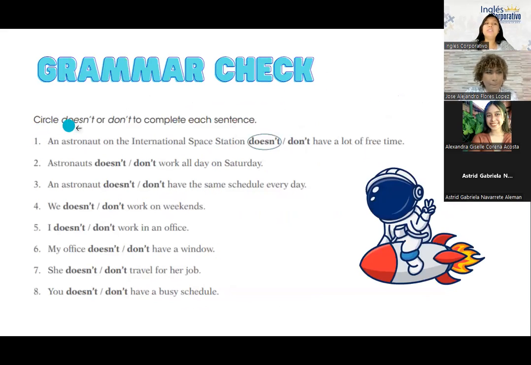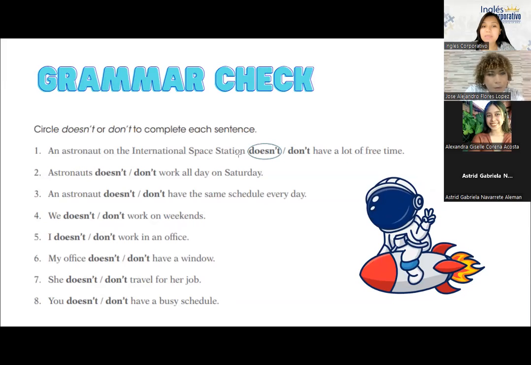What is the meaning of highlighted? Resaltadas, right? Now, circle doesn't or don't to complete each sentence. Number one: an astronaut on the International Space Station doesn't have a lot of free time. Number two: astronauts don't work all day on Saturday. Why don't and not doesn't? Because it's plural. Very good. Number three: an astronaut doesn't have the same.